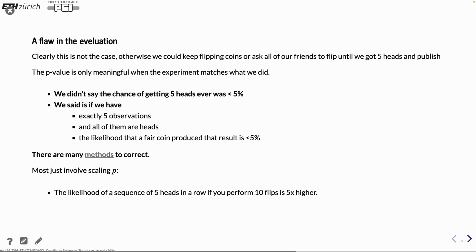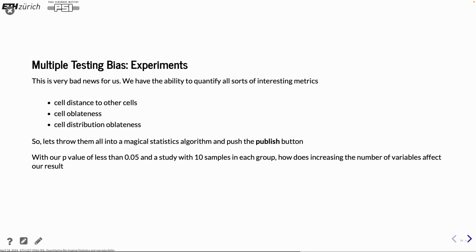So there are many methods to correct for this, and mostly it involves scaling the p-value. The likelihood of a sequence of 5 heads in a row, if you perform 10 flips, is 5 times higher. So then you need to do this correction. That is maybe not so good. So we really need to do corrections in order to make reliable investigations.